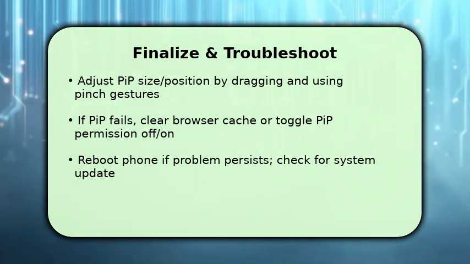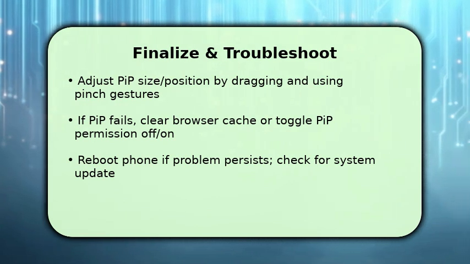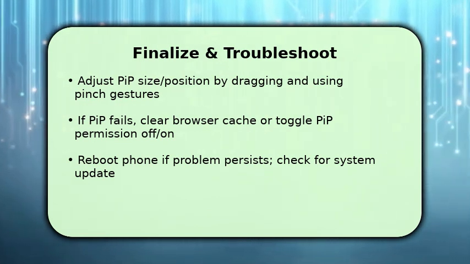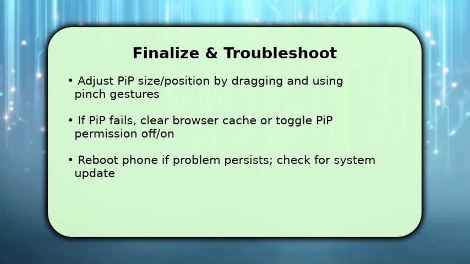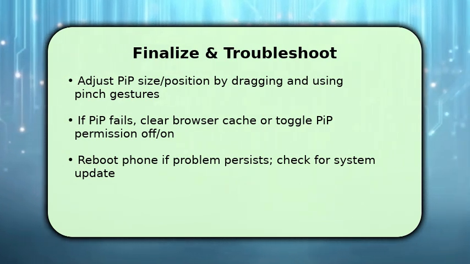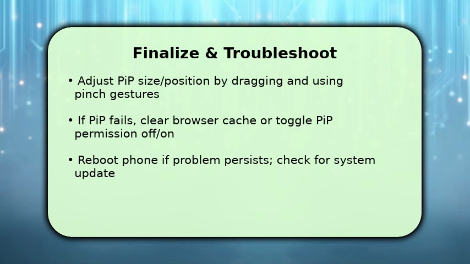If problems continue, reboot your Realme and check for system updates. Sometimes vendor patches change PiP behavior. That single troubleshooting tip, toggle permission and reboot, solves most stubborn cases quickly.